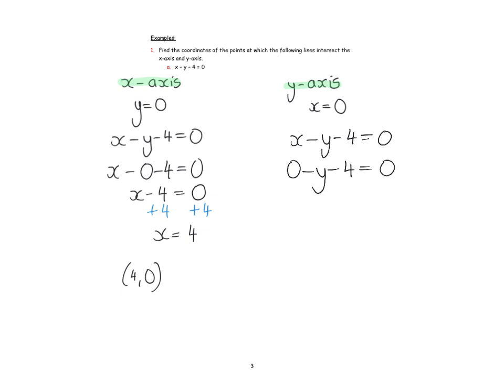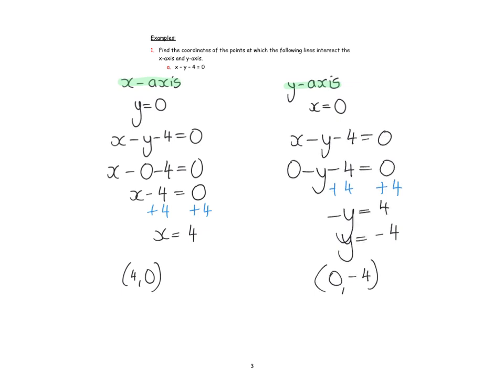equal to 0. Plus 4 to both sides, we're going to get that minus y is equal to 4. So then y is going to be equal to minus 4. So the point where this graph cuts the y-axis is going to be 0, minus 4.